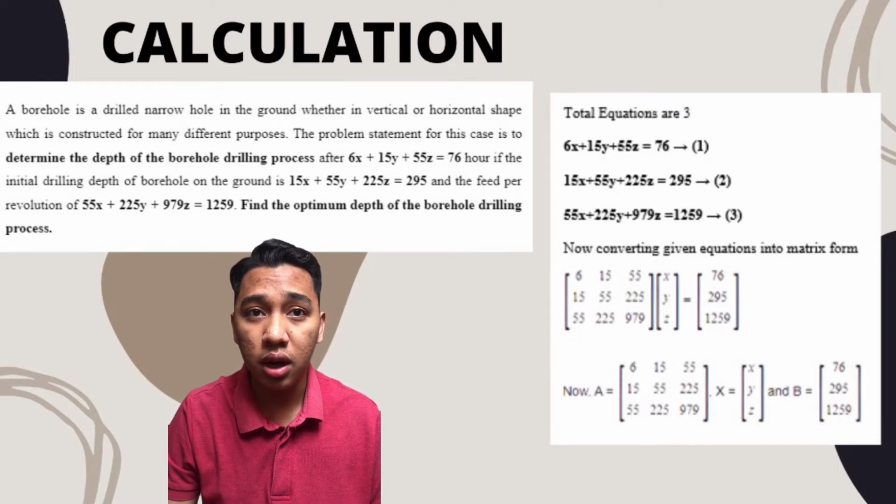So the total equations are 3. The first equation is 6x plus 15y plus 55z equal to 76. The second equation is 15x plus 55y plus 225z equal to 295. And the third equation is 55x plus 225y plus 979z equal to 1259. That is the equation 3. Next, we convert it into the matrix form.